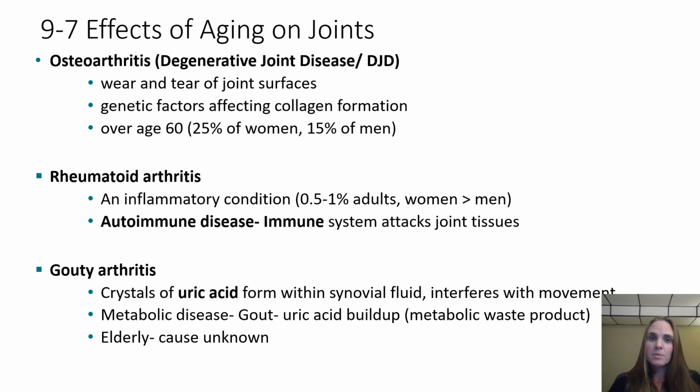Osteoarthritis, also sometimes called degenerative joint disease or DJD, is a specific form of arthritis that's caused by wear and tear of the joint surfaces, or sometimes we can have genetic factors that affect collagen formation. And this is the kind of arthritis that generally affects older individuals, usually people over age 60. And we do see arthritis in 25% of women and about 15% of men as they age.